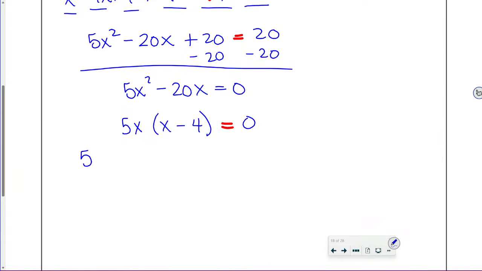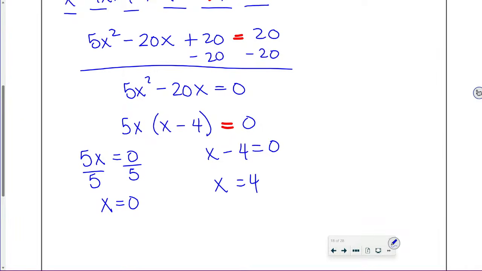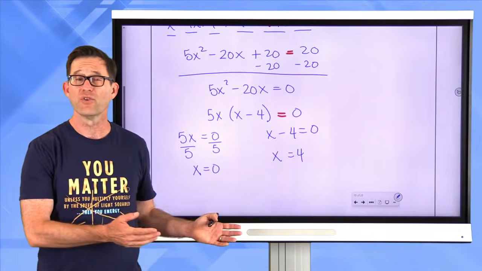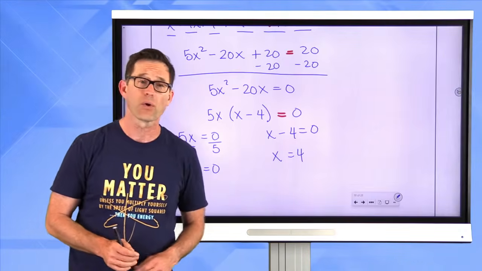That means I'm going to have 5x = 0, and I'll divide both sides by 5 here. 0 divided by 5 is equal to 0. So one of my roots is 0, and x - 4 = 0. Add 4 to both sides, x = 4. All right. So we're almost there, right? We've got our two x coordinates. Now we need to get the y coordinates that go with this.